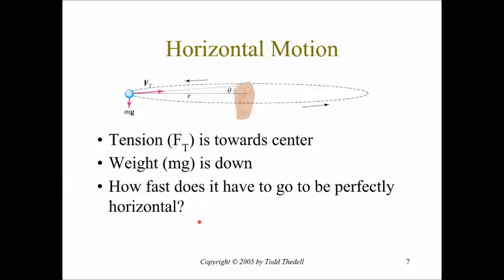So the question about how fast it has to go to be perfectly horizontal would be, there's no such speed available that would cause this string to be perfectly horizontal, because technically there's always a force pulling down. And I know when we do it in class, or we whirl things around that way, it looks like the string is perfectly horizontal, but there's still that weight pulling downward.